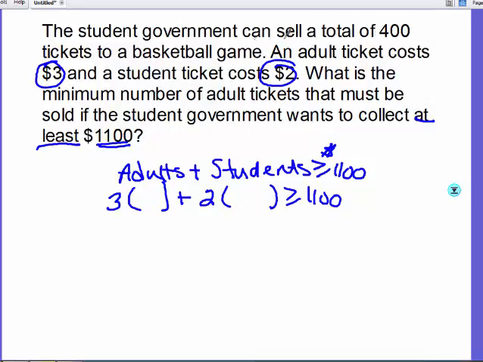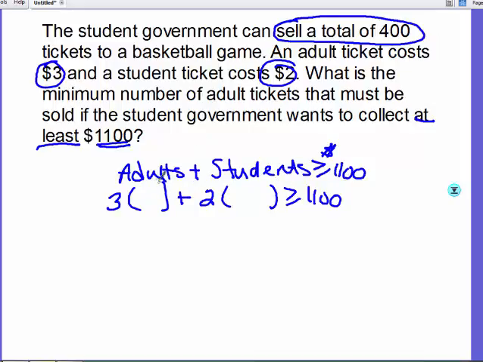Now we need to find some information about how many of each ticket were sold, and that comes in the first sentence. The student government can sell a total of 400 tickets, so maybe that's how many seats are in their particular gym. If we can sell a total of 400 and we sell 100 adult, how many student tickets would we sell? 300, because you would subtract the number of adult tickets you sold from the total to get the number of student tickets.